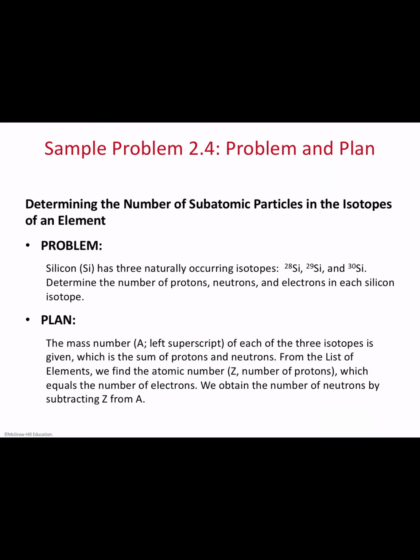Now, in order to solve this problem, you need to refer to the periodic table and see where silicon is located and what the atomic number of silicon is. Once you find the atomic number for silicon, that's going to be the number of protons. What is given here, 28, 29 and 30, are mass numbers. Once you find the atomic number from the periodic table, you can subtract the atomic number from 28, 29 and 30. That will give you the number of neutrons.